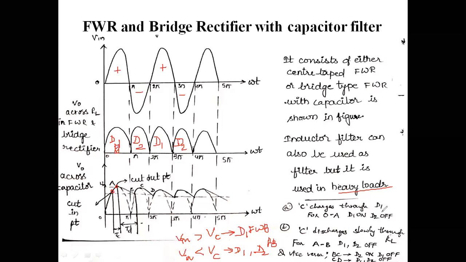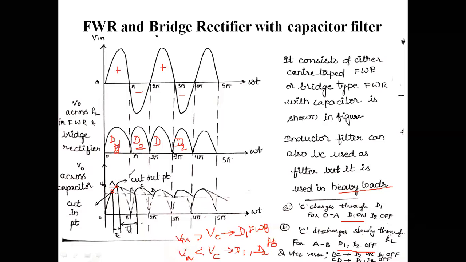The capacitor charges through diode D1 from 0 to A. From 0 to A it is in the charging position, with diode D1 on and D2 off. Beyond point A, from A to B, Vin is less than Vc, so diodes D1 and D2 are in reverse bias condition.